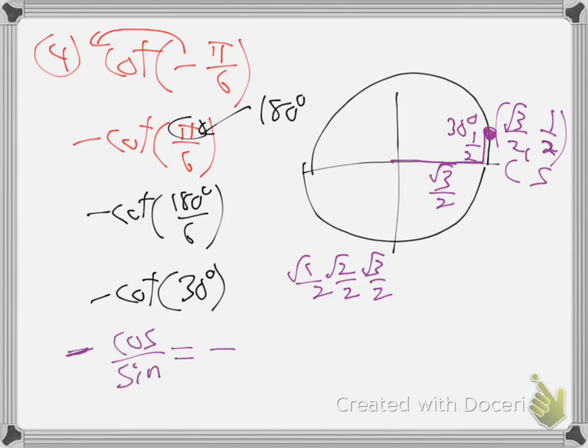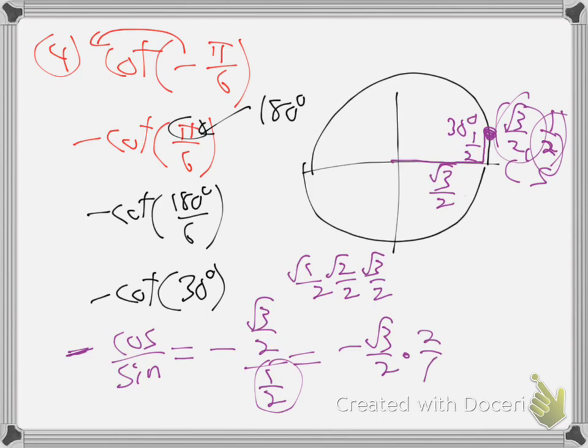So it's negative cosine, root 3 over 2, over sine, a half. You know the deal. You grab the one in the bottom and you flip it up because dividing is upside down multiplying. Negative root 3 over 2 times 2 over 1, right? It flips upside down. 2's cancel. Negative root 3.